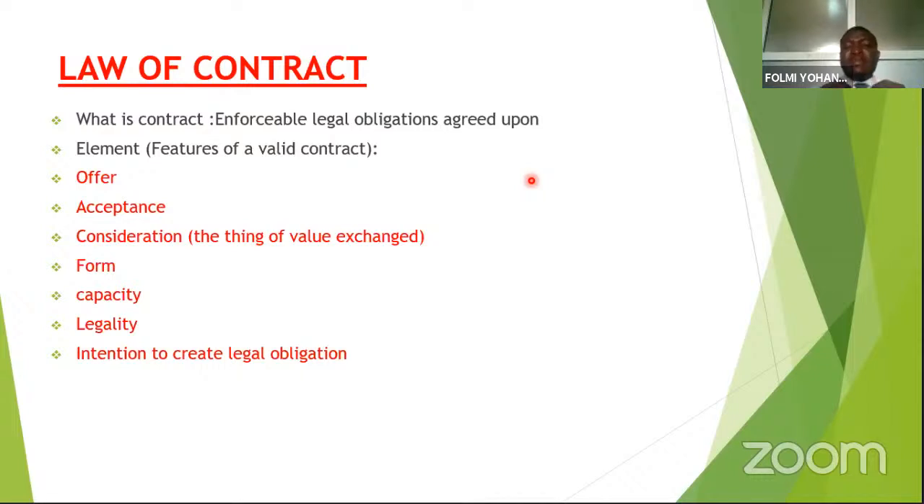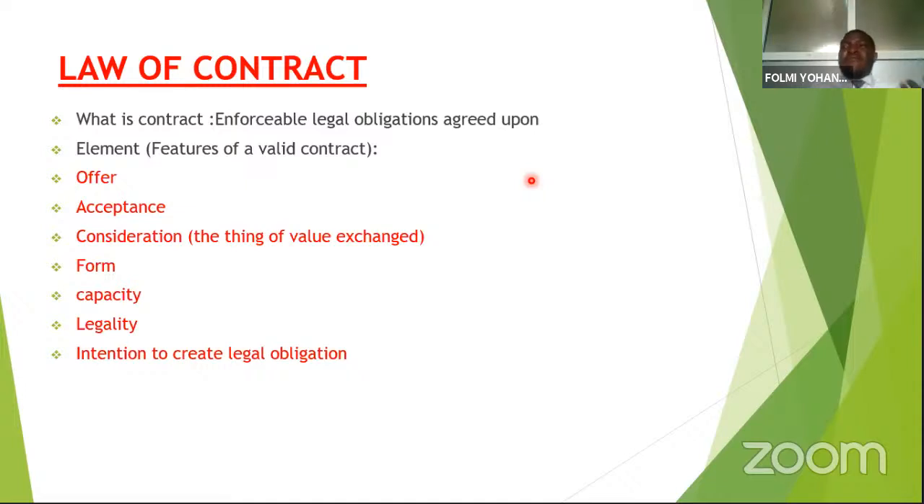What are the elements, the features of a valid contract? Basically, the main elements of a valid contract are offer, acceptance, and consideration. Let's consider this first before we talk about form, capacity, and legality. When we say offer, I'm going to use Mr. Johnson and Mr. John. Mr. Johnson has a car and he wants to sell it to Mr. John. He approaches Mr. John that I have a car and I want to sell it to you. That's an offer.